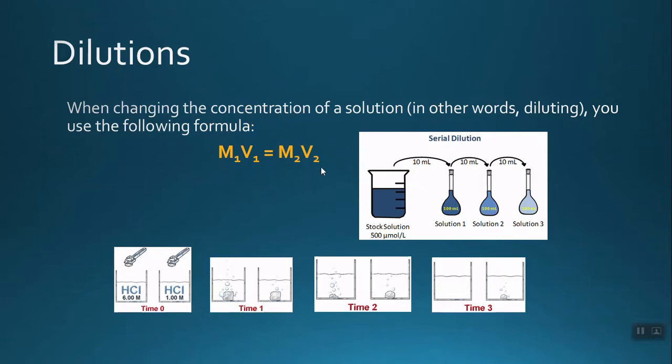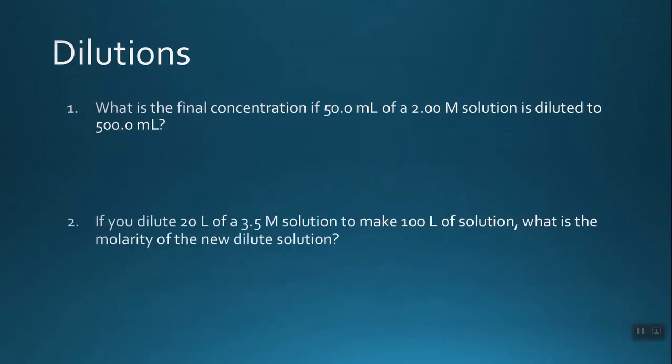M1V1 is equal to M2V2. M stands for molarity, V stands for volume. The 1 is the initial conditions, and the 2 is the final, okay? So let's take a look at our first problem. What is the final concentration if 50 milliliters of a 2 molar solution is diluted to 500 milliliters?